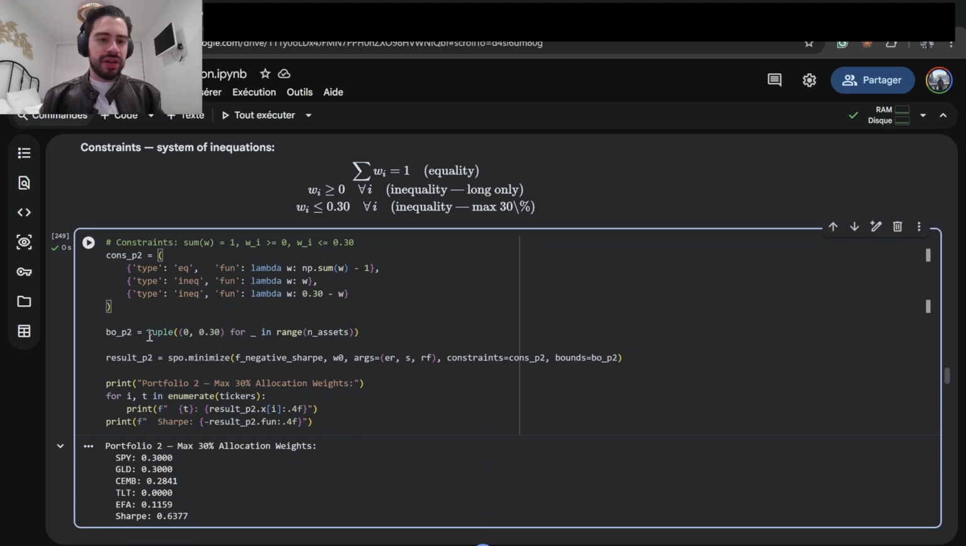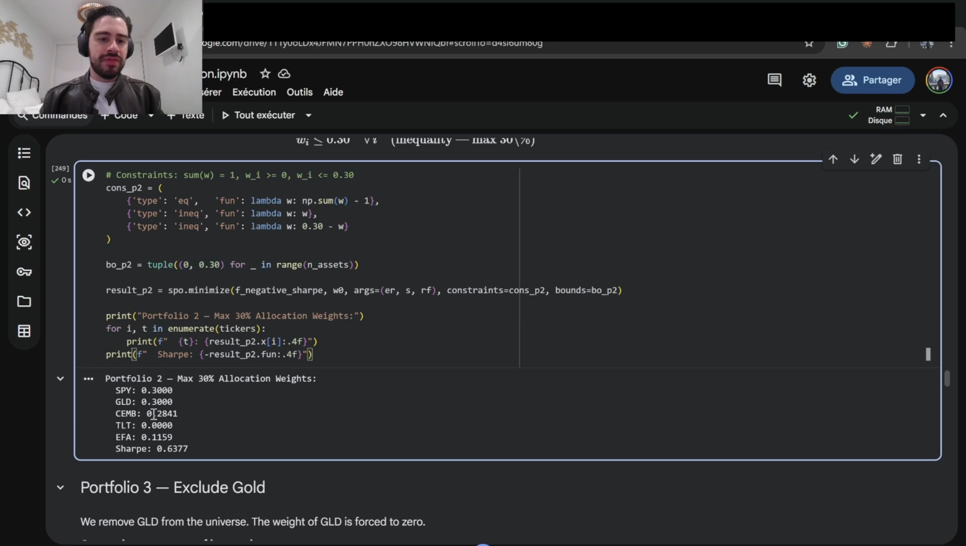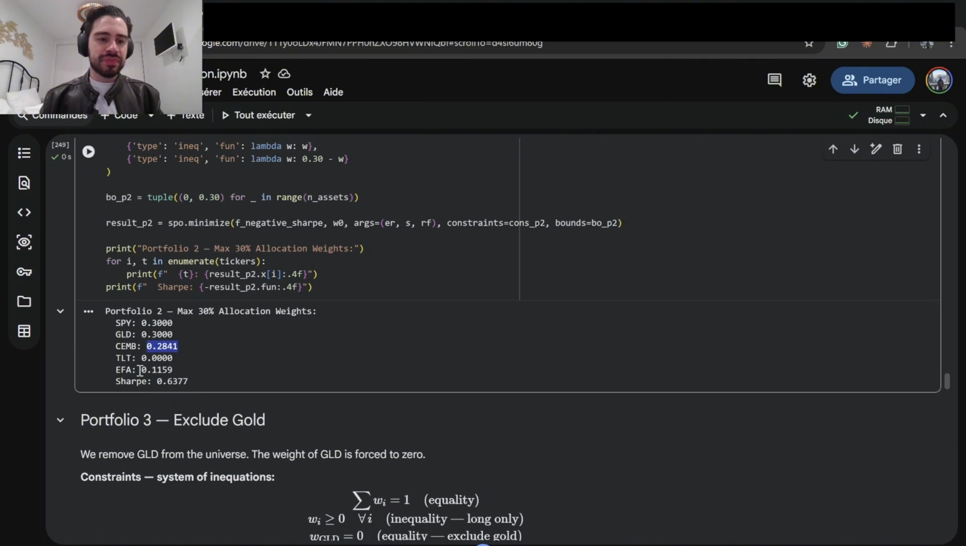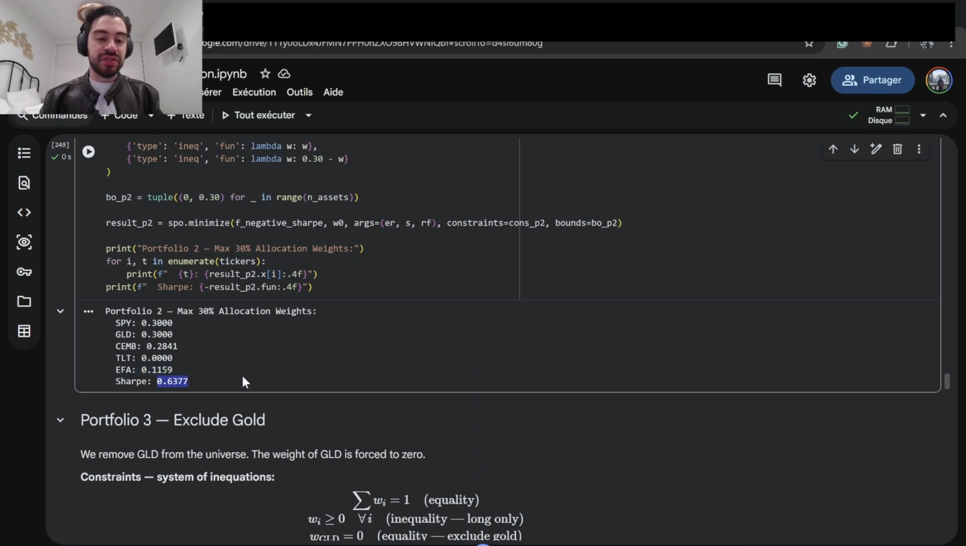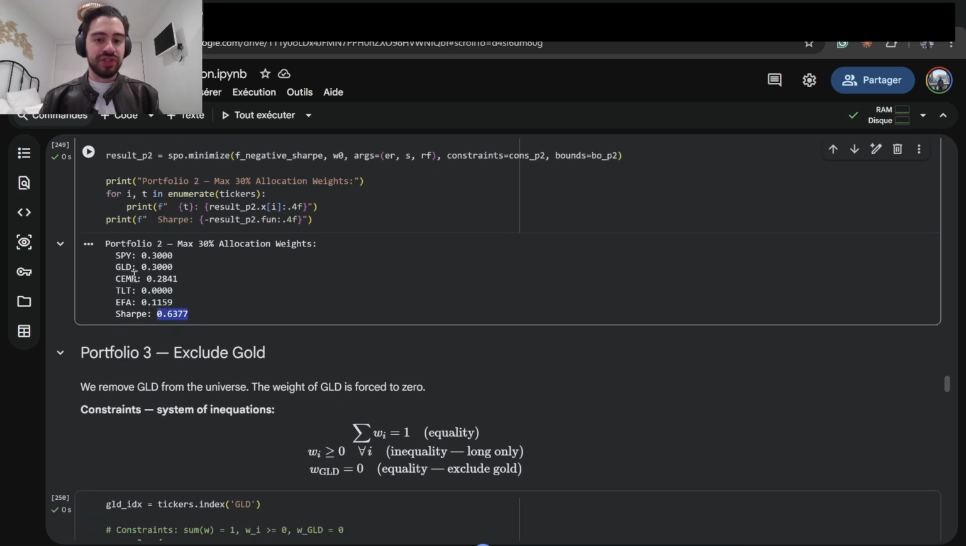And again, a tuple. The boundaries range from 0 to 0.3, and we have the results here: SPY, gold, emerging market bonds, and developed equity. And the Sharpe ratio is a lot lower, but it's more diversified.